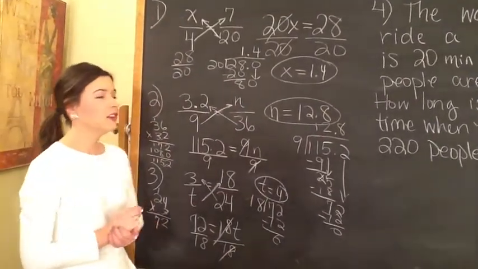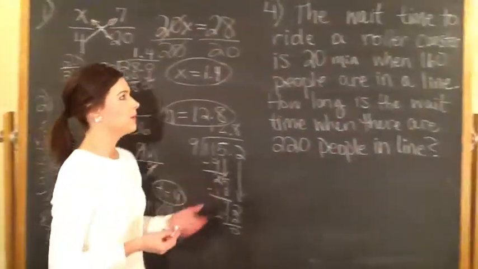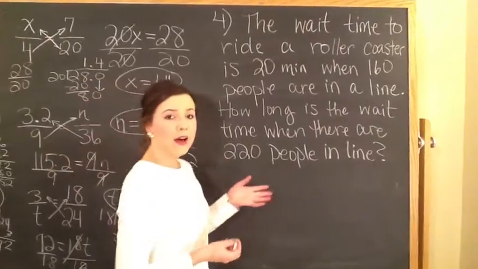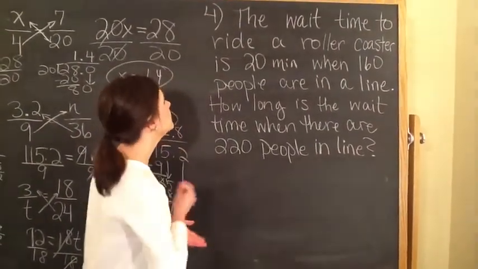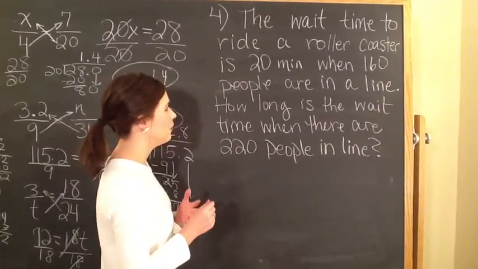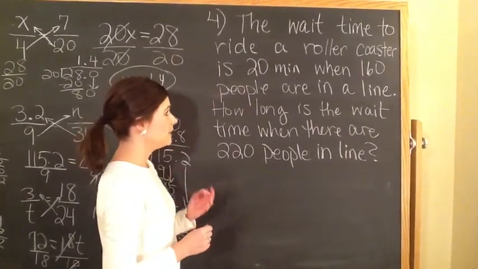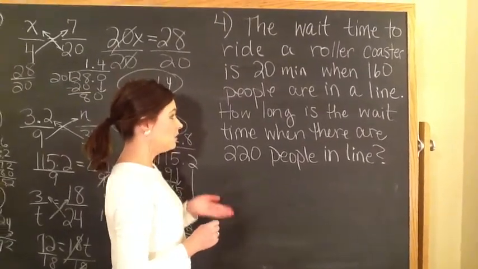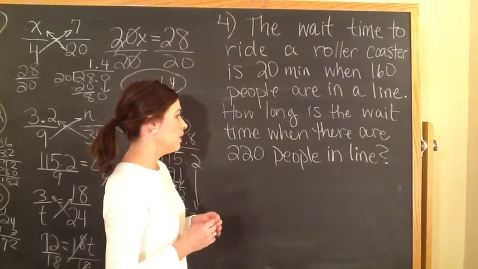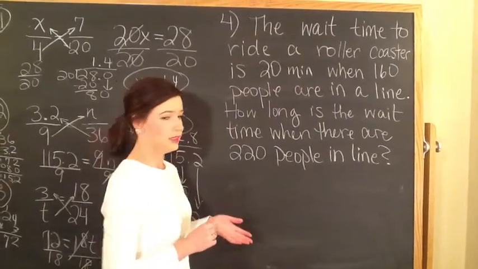All right, let's go ahead and look at a problem that is a word problem. So we're going to have to look at our problem, pick out our proportion, and solve for our missing variable. It says the wait time to ride a roller coaster is 20 minutes when 160 people are in a line. How long is the wait time when there are 220 people in line?